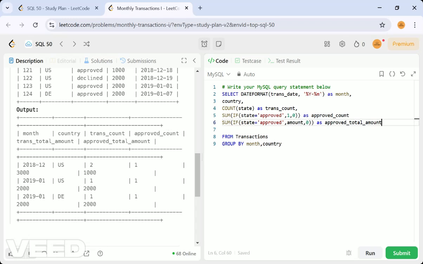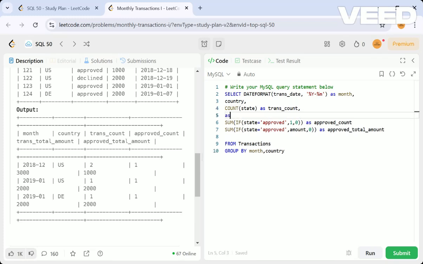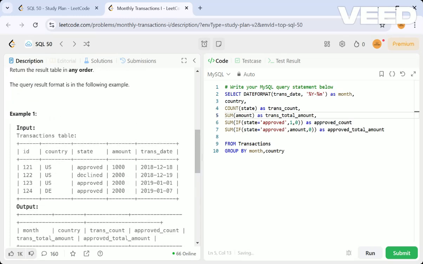And one more thing they are asking, I haven't done that. That is transaction total amount. That thing we have to do. So for that, as we have done count, now we have to do a sum of the amount. We already have that amount field, right? So irrespective of any state, we get the total transaction amount. These two things we have done.